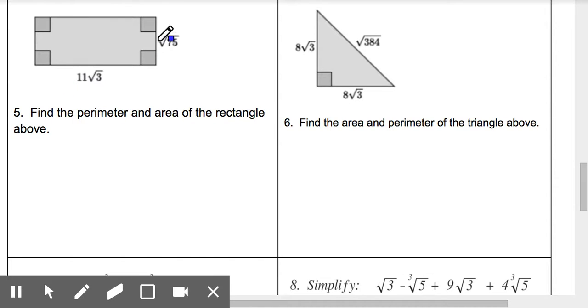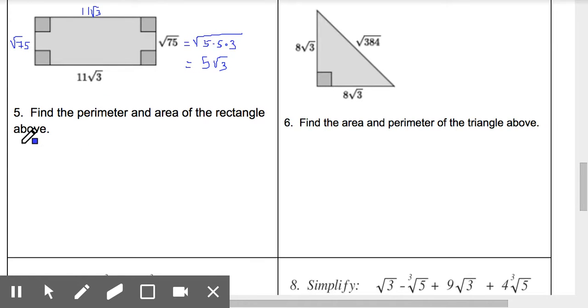The perimeter is the distance around the rectangle. So that means we have to add up all the four sides of the rectangle. So this side is 11 square root of 3, which is the same as the bottom, and this side is the same as square root of 75. Now, square root of 75 is the same as square root of 5 times 5 times 3, which is 5 square root of 3.